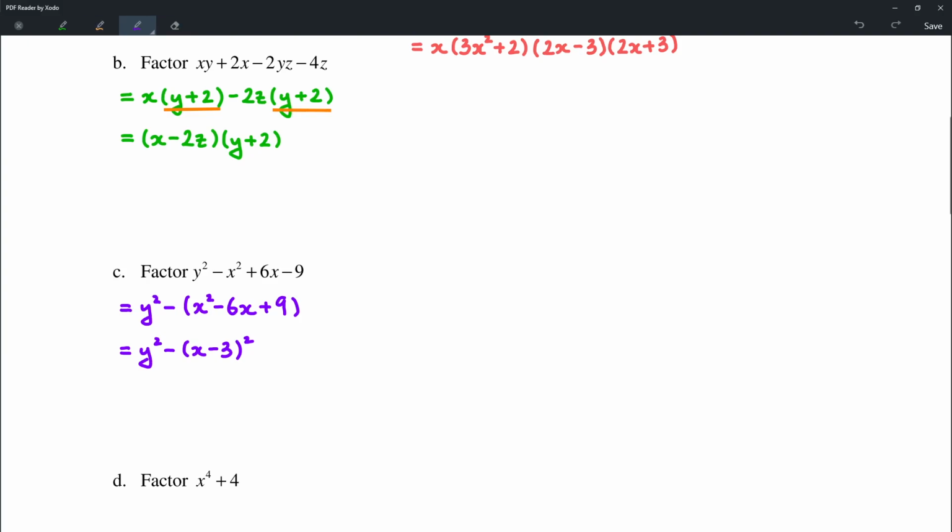Consider that. Just going to go ahead and write it out here, that x minus 3 squared is equal to x minus 3 times x minus 3. And of course, we get x squared minus 6x plus 9 as a result, which is what we have on the left. So notice that now we have y squared minus, and then in parentheses, x minus 3 all squared. So that's actually a difference of squares.